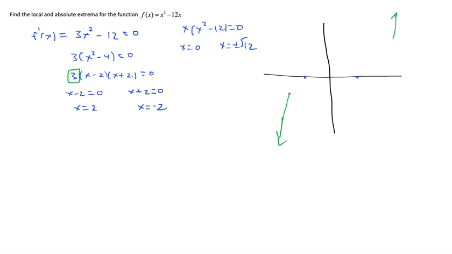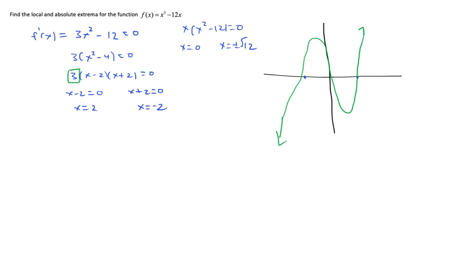So I know that my graph is going to be doing something like this. We should be going through there. So go like this, come down this way at 0, and then come back up this way as well. Okay, so there is a rough sketch of this function.